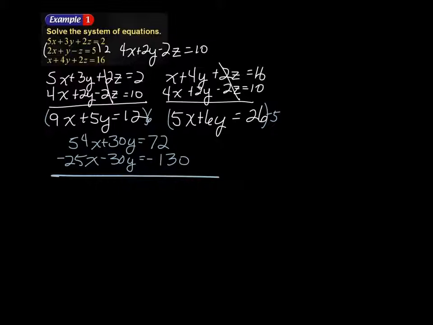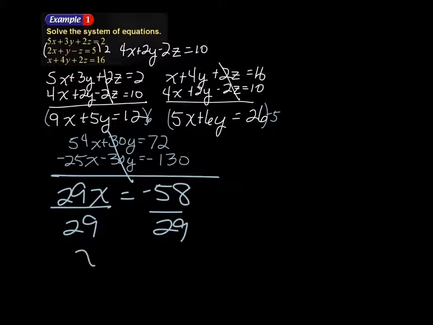And you want to be careful, use a calculator on the arithmetic. Yeah, check that out, 12 times 6. I was pretty confident on that one, 72. The 26 times negative 5, I definitely use a calculator. So we're going to add straight down. 54 minus 25 is 29. My y's are gone. 72 minus 130 is negative 58, which makes me happy, because when I divide both sides by 29, I get x equals negative 2.